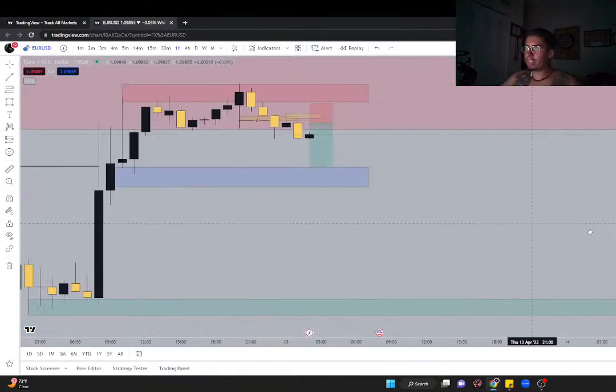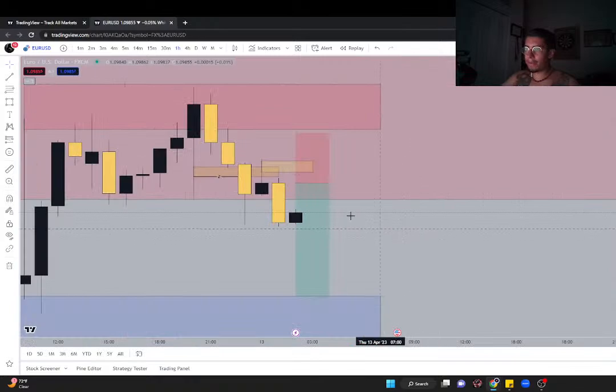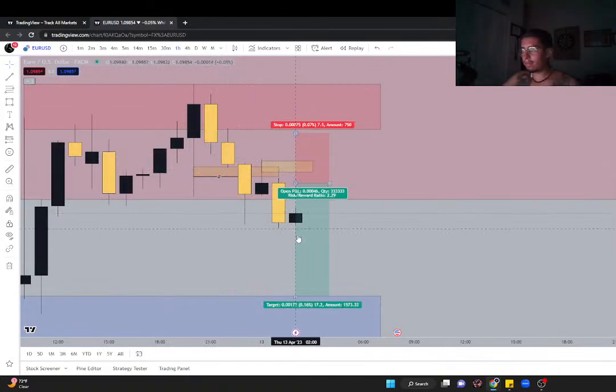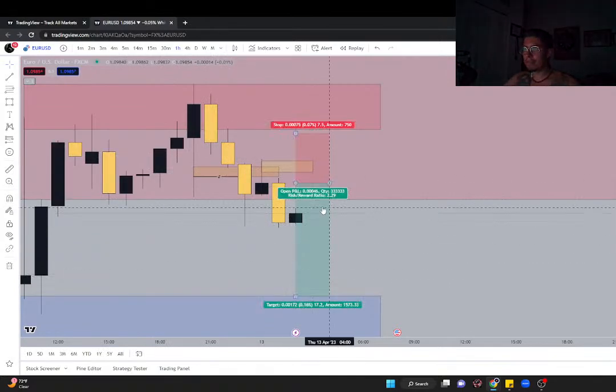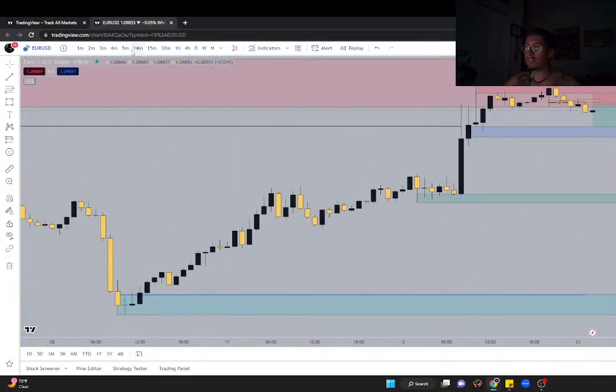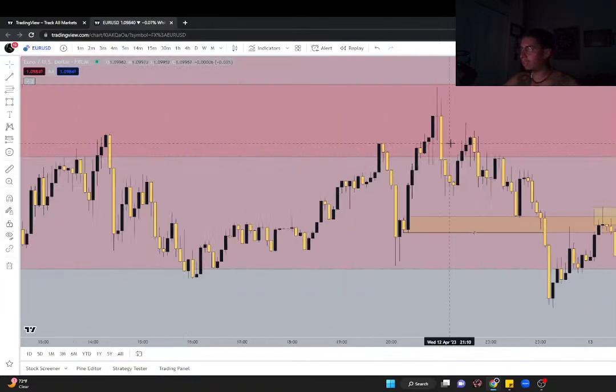Very nice closure on the H1 for EU, right? Very nice closure there. We had price rebalancing this IFVG. Looks like we completely now broke out of this. We do want to see price giving us a nice move to TP here. Hopefully that'll be the case. But it is showing some pretty good signs that price does want to drop from this daily level.